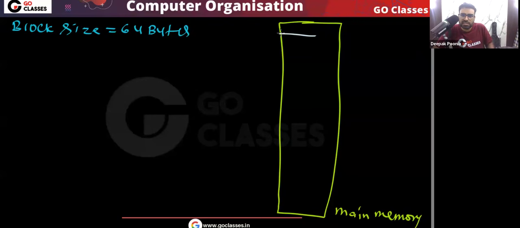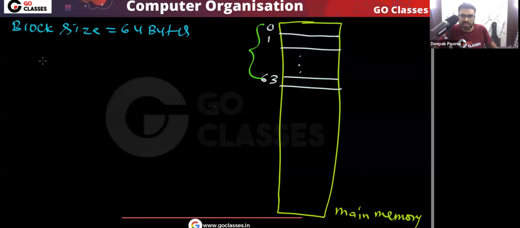You can see these are the bytes, like this is byte 0, this is byte 1, and so on. This is byte 63. Remember, these are the byte numbers. Let me write here that these are the byte numbers, or I can say these are the main memory addresses, because remember every byte has an address. In the byte addressable memory, every byte has an address.